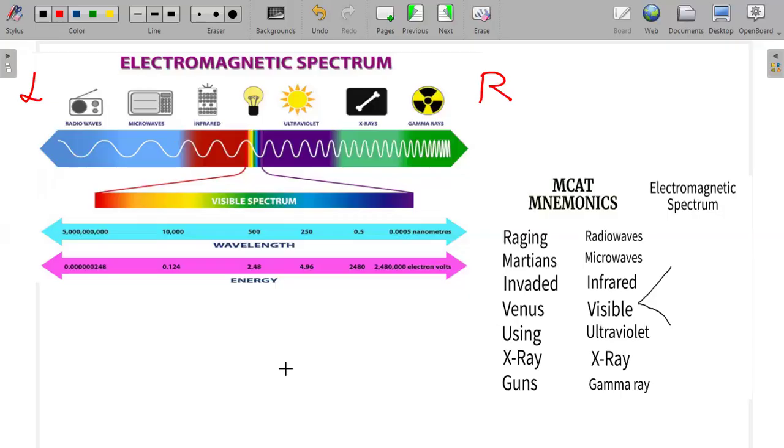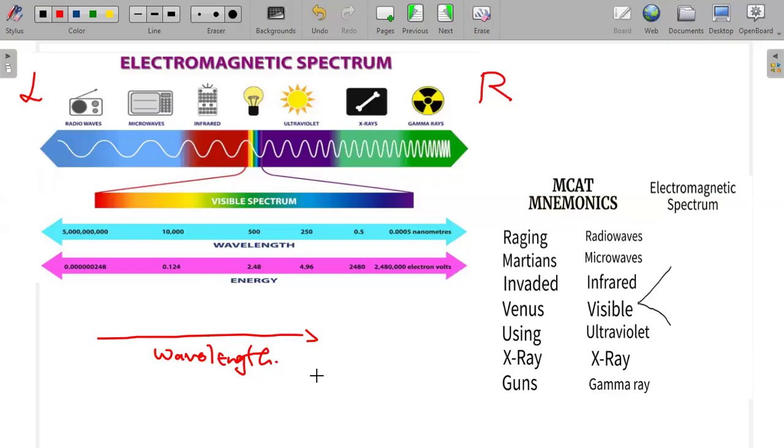When you start from the left going to the right, you can talk about the two things that we've stated. Starting from the left going to the right, what will be happening to the wavelength? As you move from the radio waves on the left to the gamma rays, the wavelength is going to be reducing. The wavelength decreases as you move from the radio waves to the gamma rays.